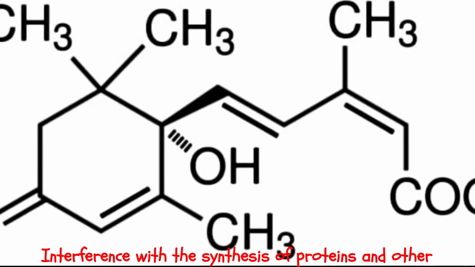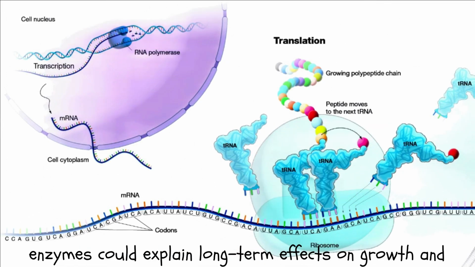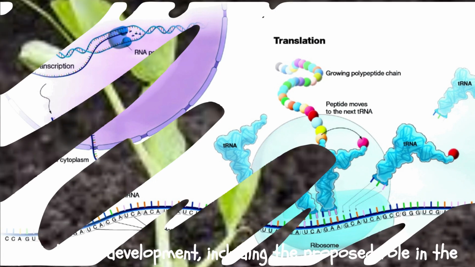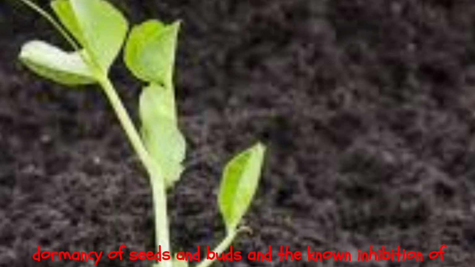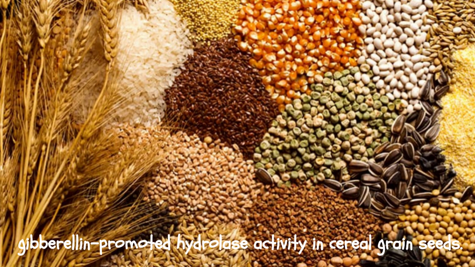Interference with the synthesis of proteins and other enzymes could explain long-term effects on growth and development, including the proposed role in the dormancy of seeds and buds and the known inhibition of gibberellin-promoted hydrolase activity in cereal grain seeds.